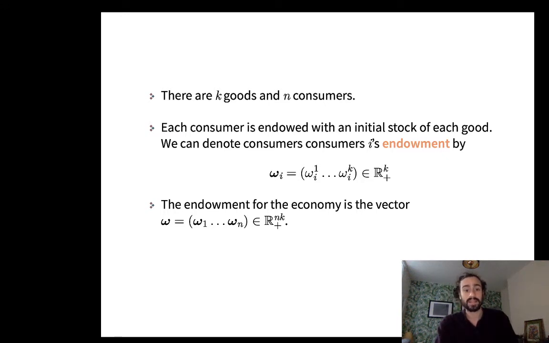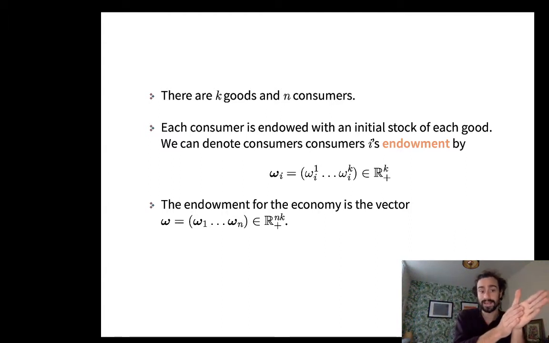There will be n bold-faced omega i's, right? One for each consumer. So there'll be omega 1, omega 2, up to omega n. And we can think of that as itself a vector, and that's the endowment of the entire economy. So bold-faced omega with no subscript is a vector of endowments. Each vector of endowments is itself a vector of endowments by each good, right? So omega with no subscripts is a matrix. It's a vector of vectors, right?